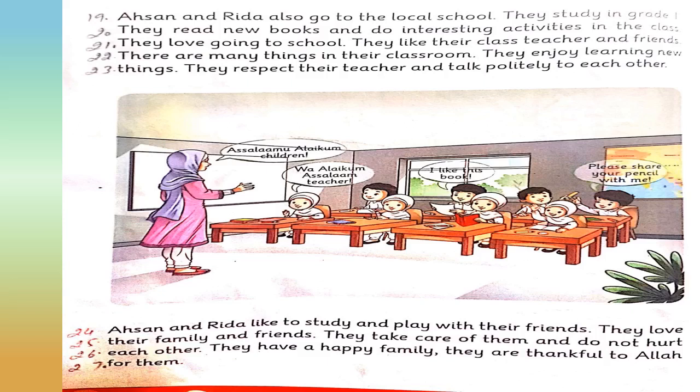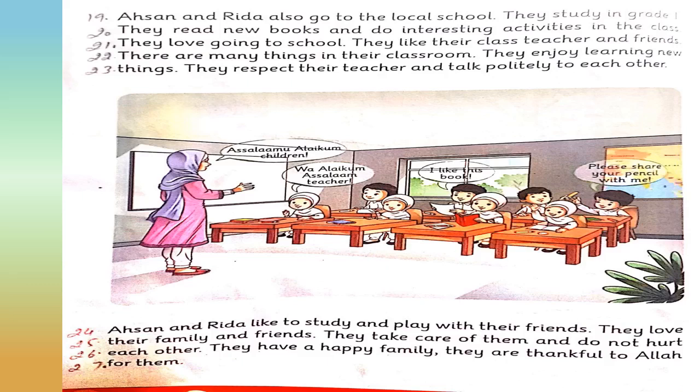Here again, I am using the word they. I am not using the names of Ehsan and Rida. In place of their names, I use only one word, that is they. I am not repeating their names. We use this word to tell about two or more people, so we are not writing the names of people again and again.